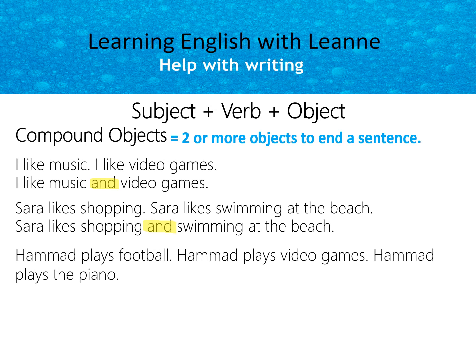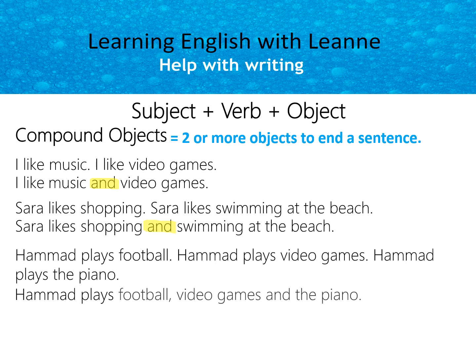Here's another example, but this time we have three different objects. We have the same subject, Hamid, and the verb is play, he plays. But the objects are different. We have football, video games, and the piano. So we're going to make this one sentence. So the subject, Hamid, and the action is play. And then we have our three different things that he plays. Football, video games, and the piano. So you can see when we have three or more, we need to use a comma for the first two. And then the last two, we need to use and.